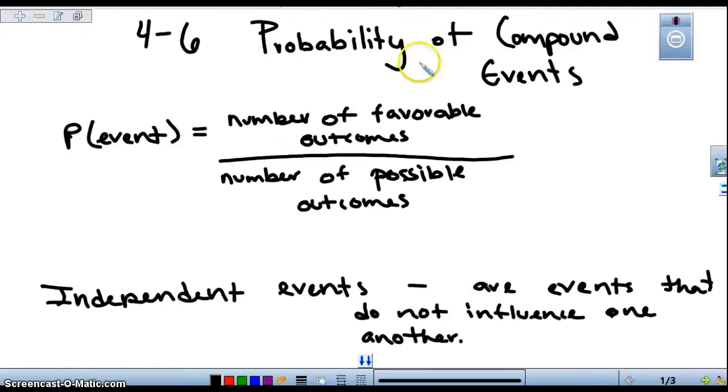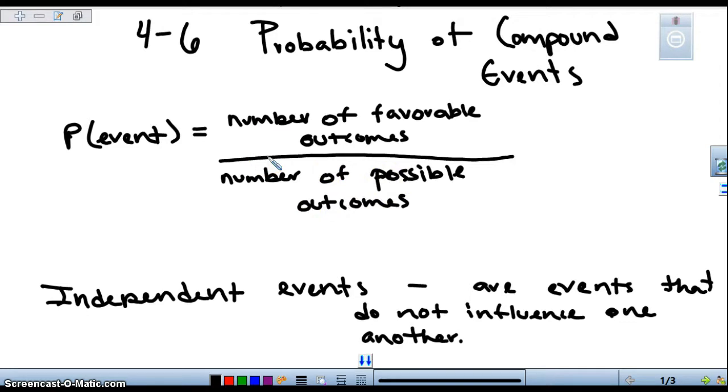Today we're talking about the probability of compound events. Before we do that, just to review from yesterday, in order to find the probability of a single event, we said we do the number of favorable outcomes divided by the number of possible outcomes. That's just like the worksheet we finished reviewing right now.